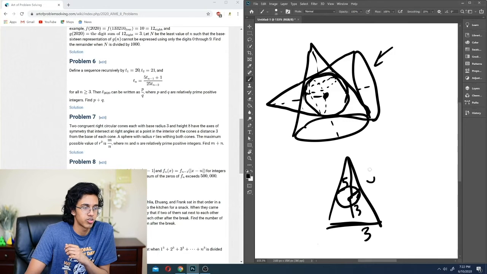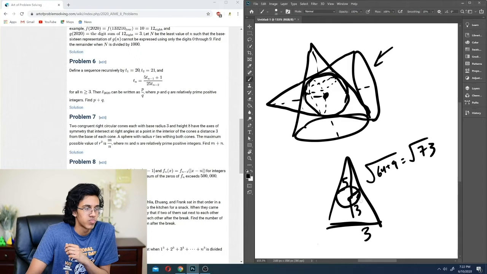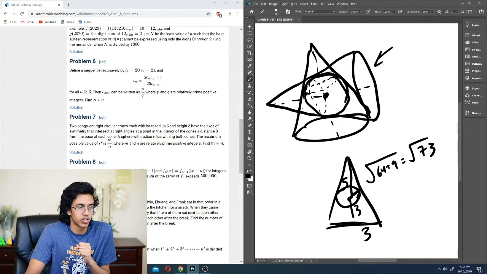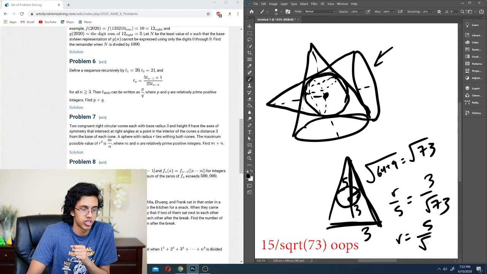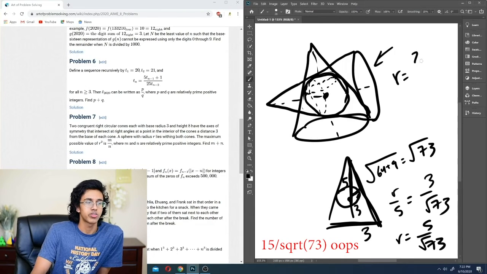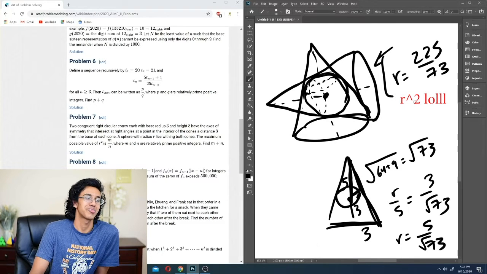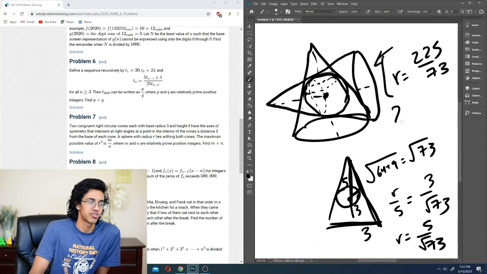So this right here is going to be root 64 plus 9, which is equal to root 73. And then by similar triangles, we know that this over this is equal to this over this. So r over 5 is equal to 3 over root 73, so r is equal to 15 over root 73. And that means that r is equal to 225 over 73. Very cool. And that is not our answer. We gotta add. So we basically get the answer as 298.